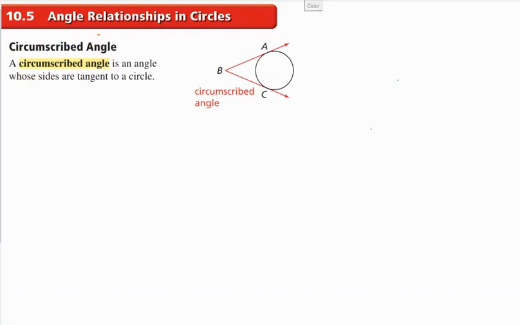Okay, so on this slide, we're defining a circumscribed angle. A circumscribed angle is an angle whose sides are tangent to a circle. We see we have a tangent point at A and a tangent point at C. Whenever we have tangent points, we can draw in a radius to that point and understand it would be perpendicular to that line that's connected to the point of tangency.